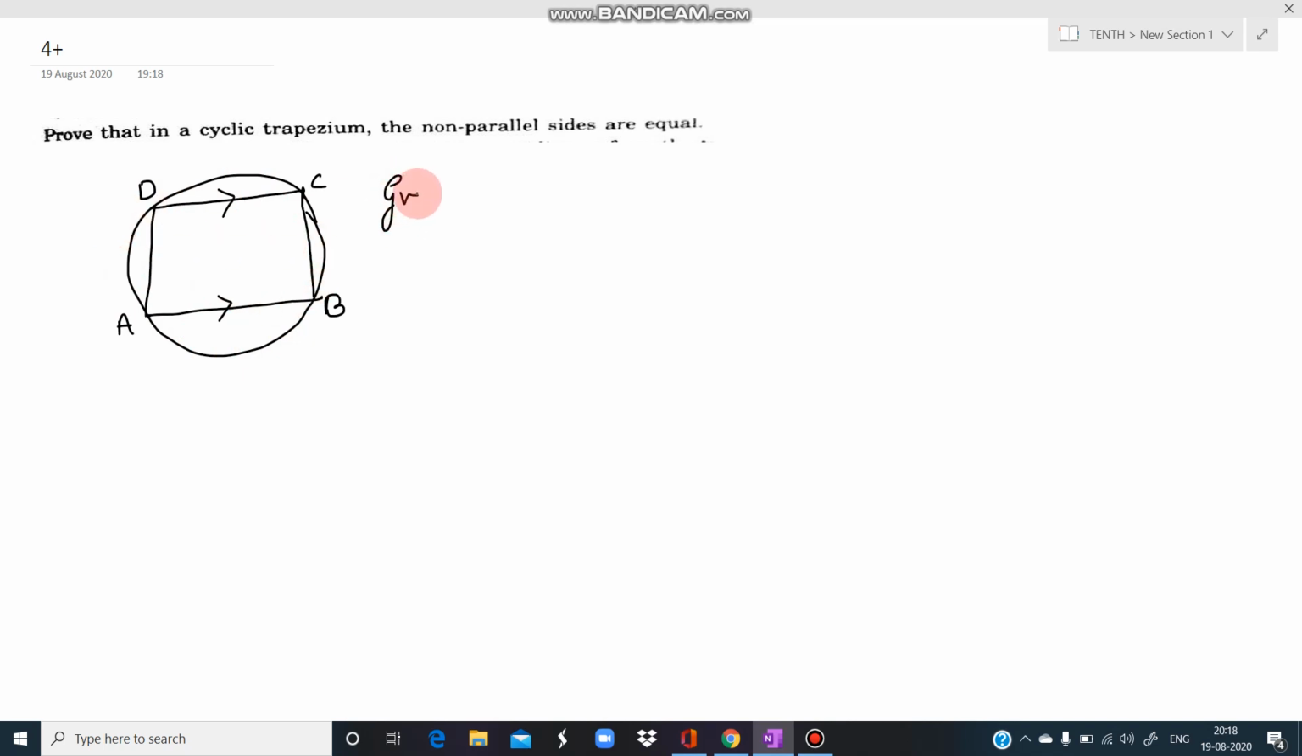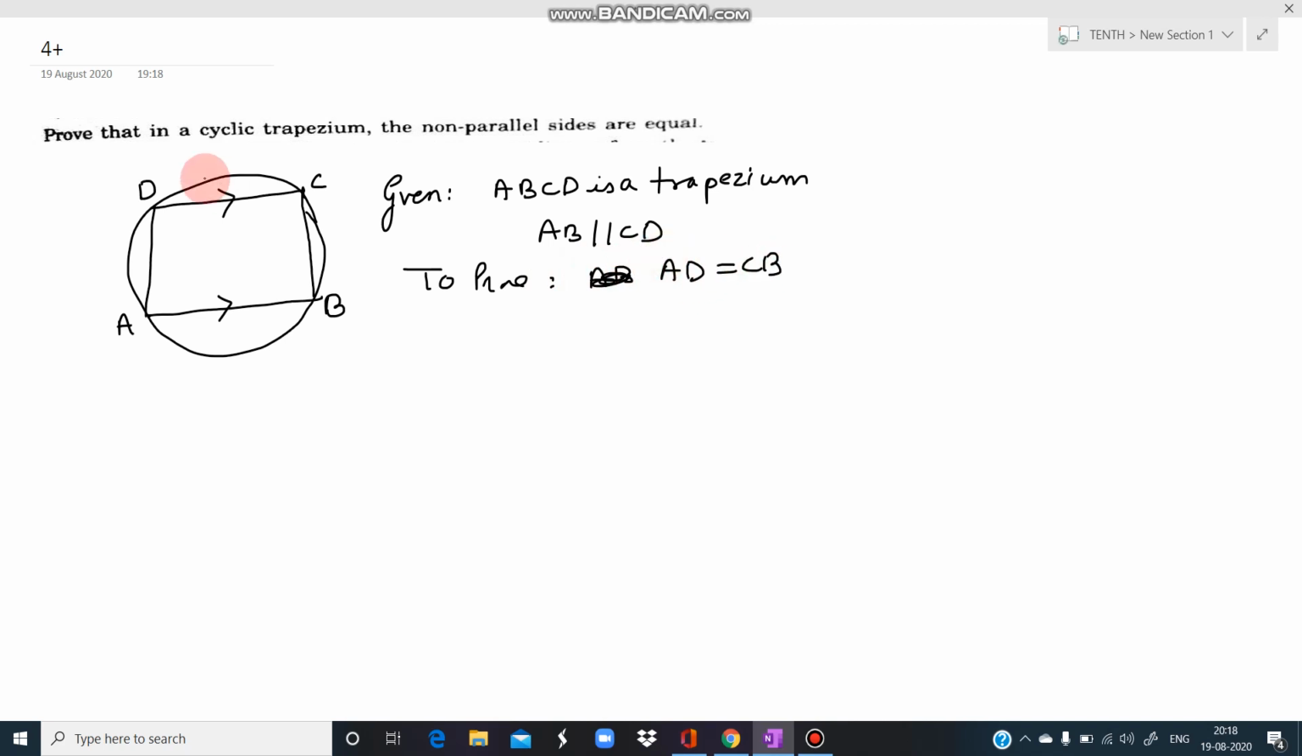So what is given here? We are given that ABCD is a trapezium, basically a cyclic trapezium, and here AB is parallel to CD. What do we have to prove here? We have to prove that AD is equal to CB. The non-parallel sides are equal. तो यहाँ पर हम construction करते हैं, that is we join AC. Either we can join AC or we can join BD. It is our choice. तो एक ही join करना है.